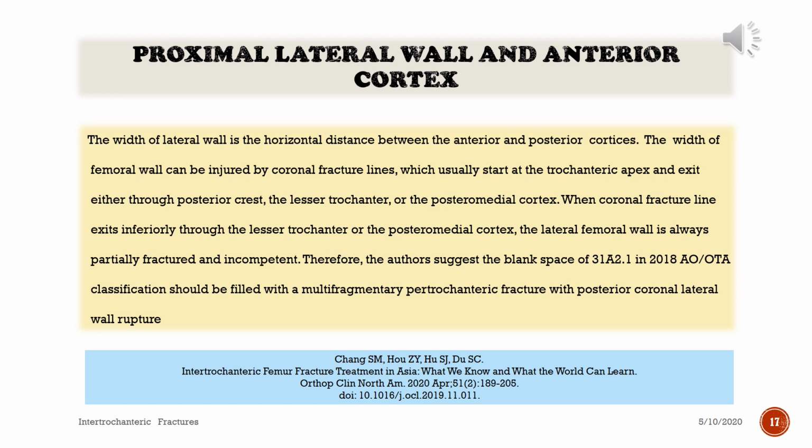The width of the femoral wall can be injured by coronal fracture lines, which usually start at the trochanteric apex and exit either through the posterior crest and lesser trochanter or the posterior medial cortex. When the coronal fracture line exits inferiorly through the lesser trochanter or posterior medial cortex, the lateral femoral wall is always partially fractured and incompetent. Therefore, the author suggests that the blank space, chart 1A2 in the 2018 AO/OTA classification, should be filled with multi-fragmentary paratrochanteric fracture with posterior coronal lateral wall rupture.